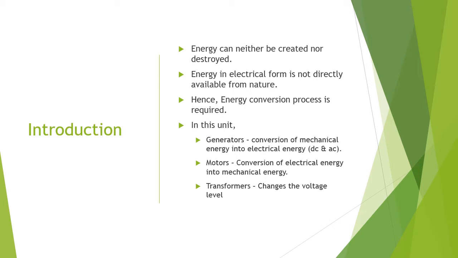In this unit, we are going to see generators, motors and transformers. Generators convert mechanical energy into electrical energy. The electrical energy may be DC or AC. If it is a DC output, it is a DC generator; if AC output, then AC generator. Motors convert electrical energy to mechanical energy. Transformers are used to change the voltage level. They step up or step down the voltage level of the AC output.